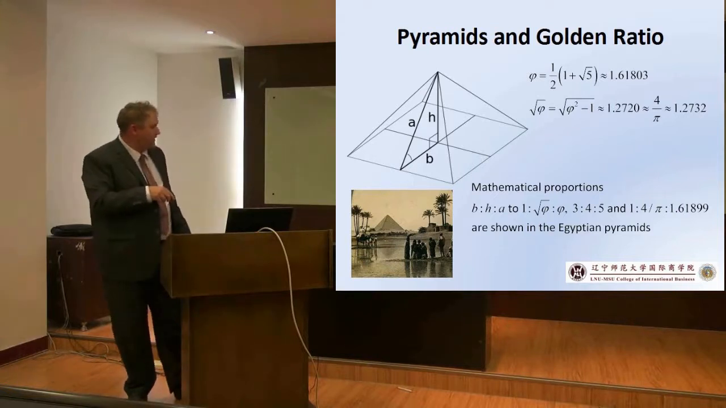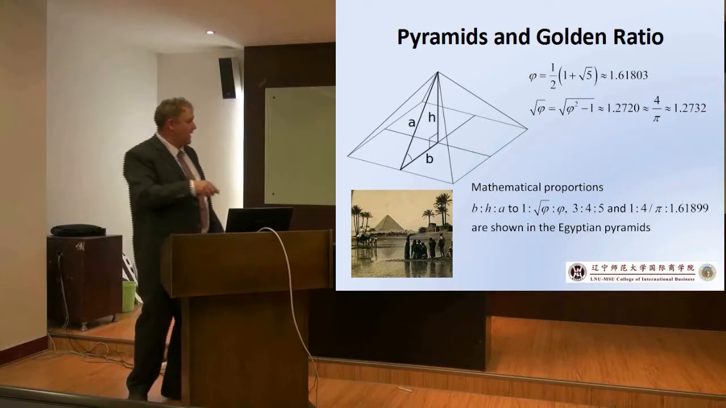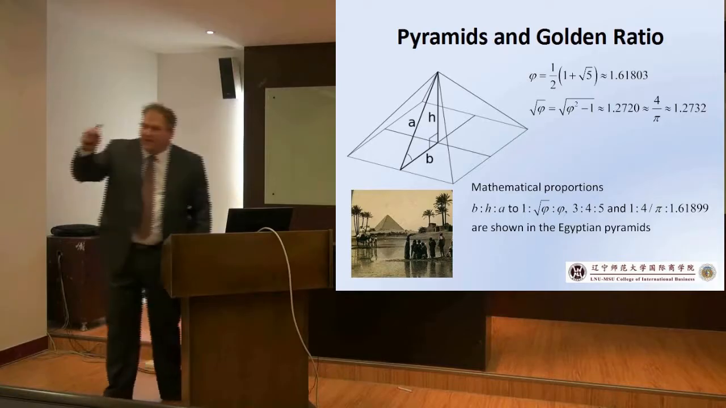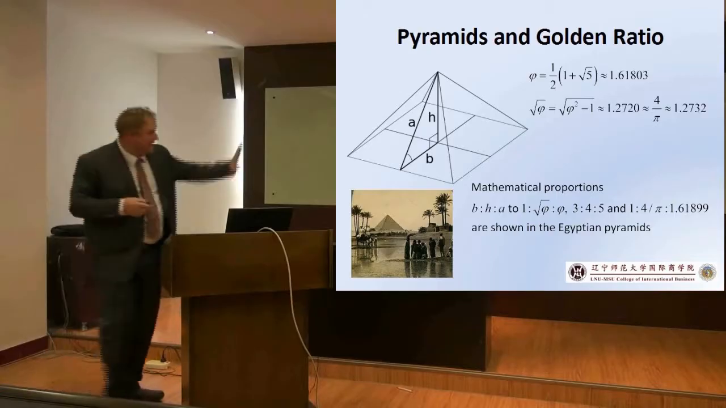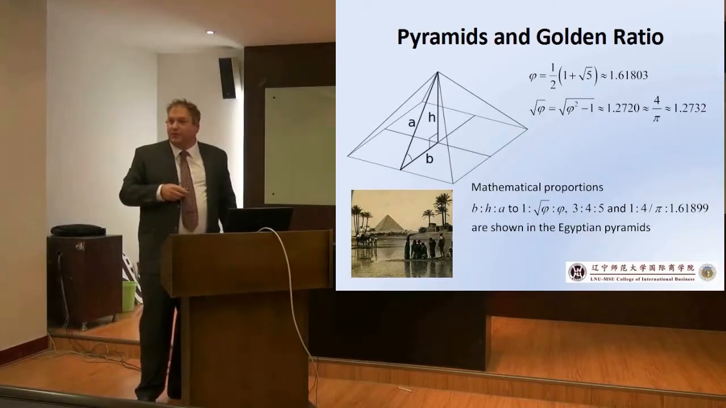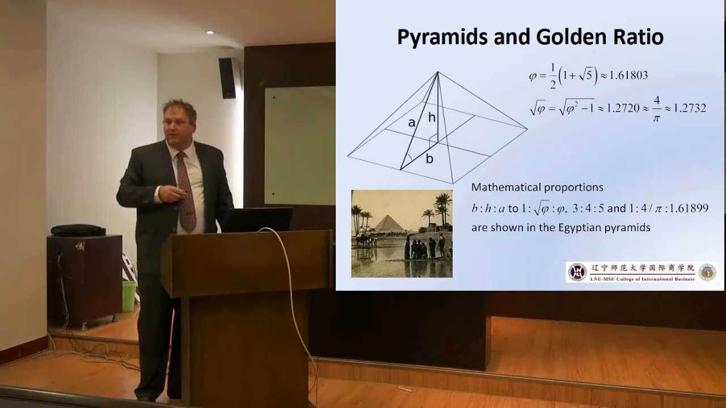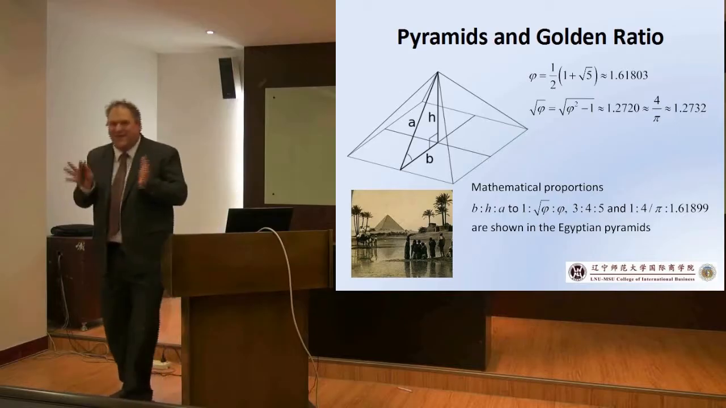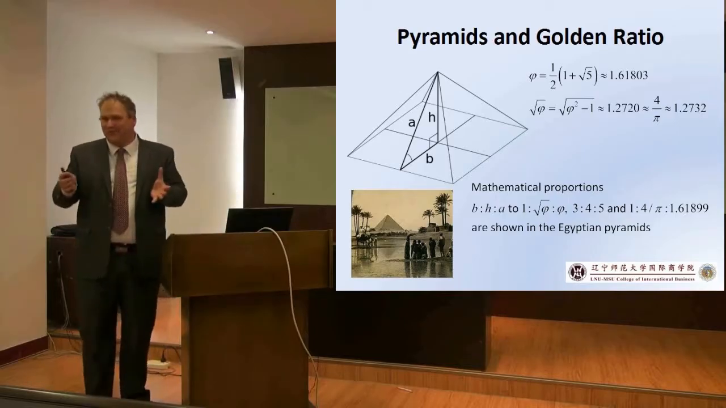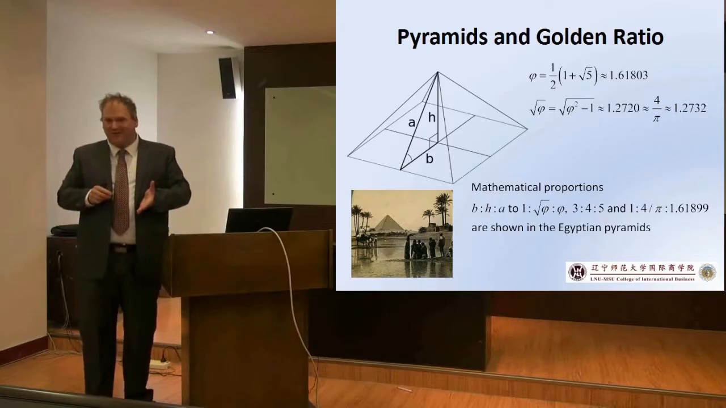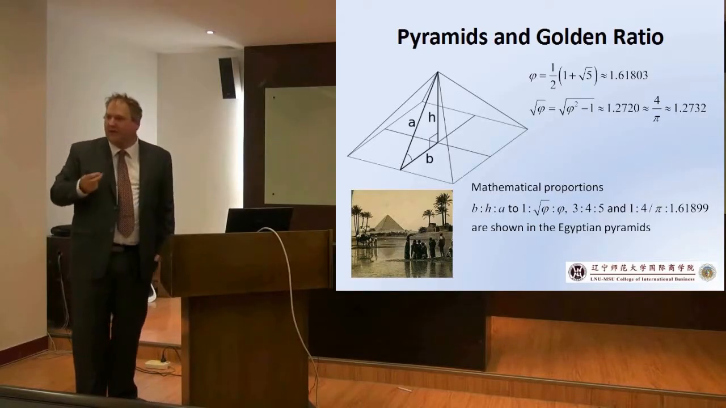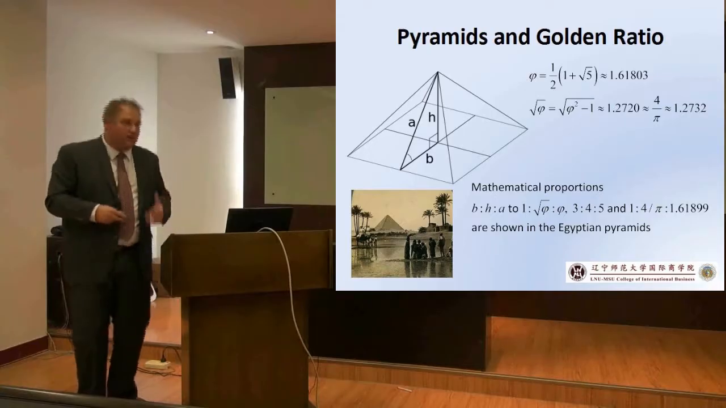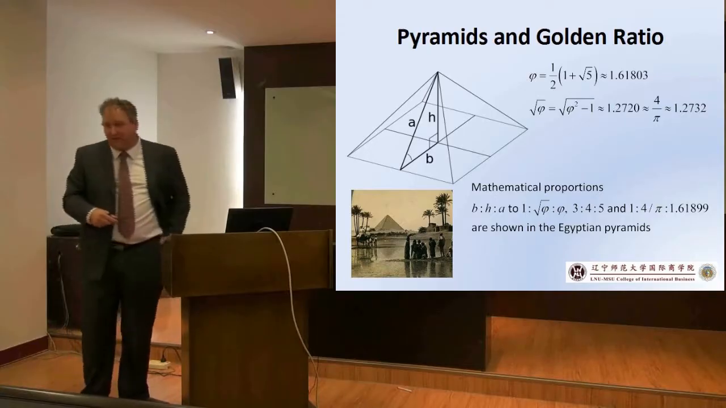And the golden ratio, or 3, 4, 5, 1, 4 over pi, and this, again, golden ratio. These ratios were seen in the pyramids. So this gives an indication of how advanced the Egyptians were to build these things. I mean, it's amazing when you think about it, right? Incredible. They didn't have calculators. They had these ratios in the pyramids. Is it by chance? Perhaps, but highly unlikely.